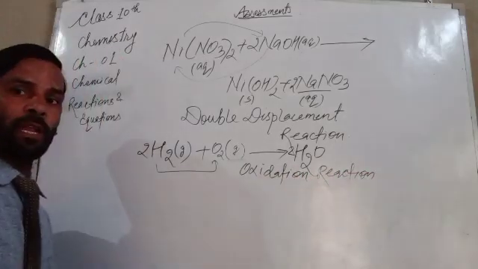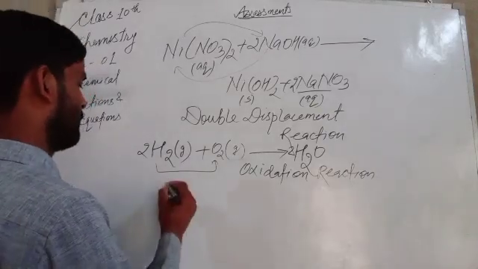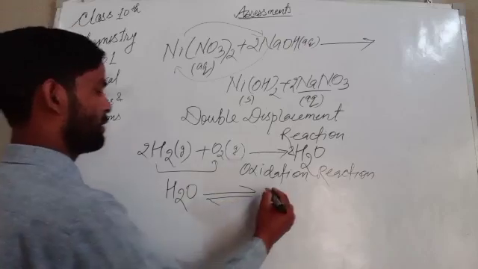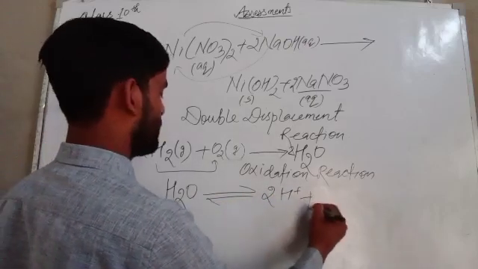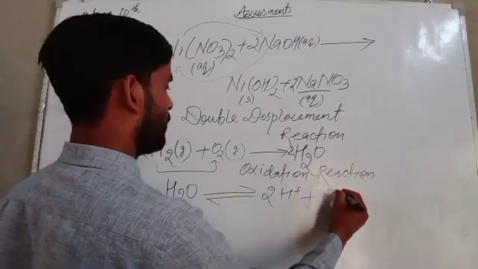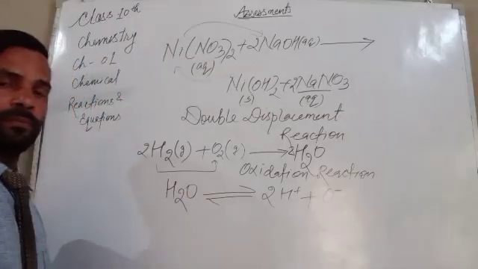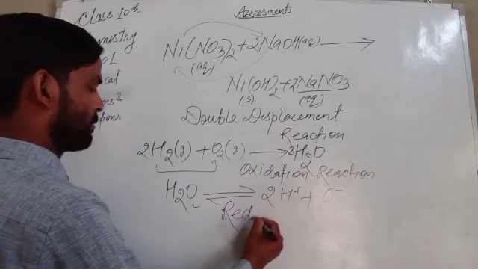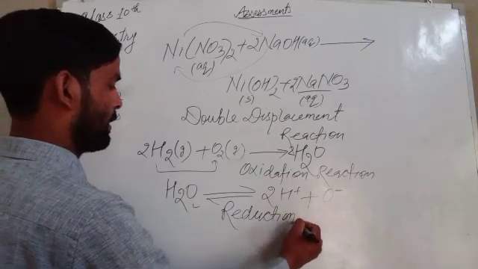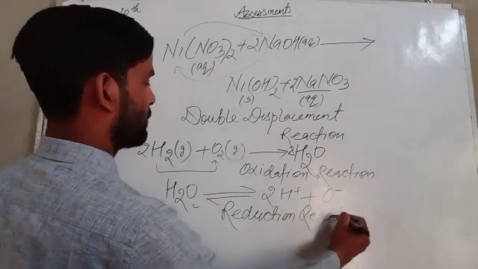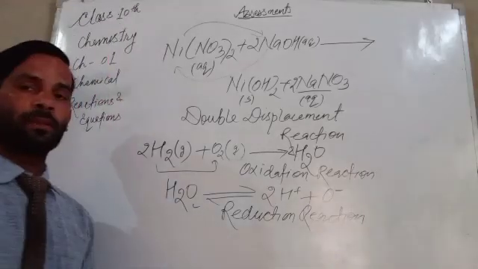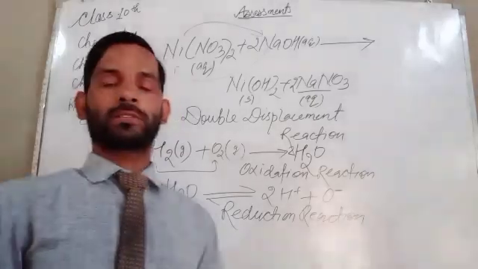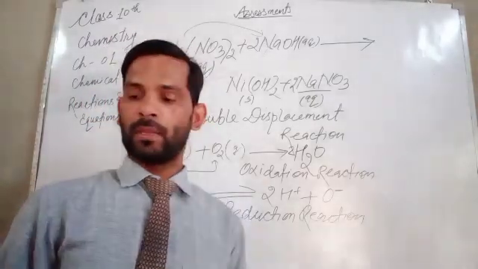And in the case of electrolysis of water, H2O breaks into 2 molecules of hydrogen and 1 molecule of oxygen. So here is loss of oxygen, so that one is called a reduction reaction. This is what the question is asking about.